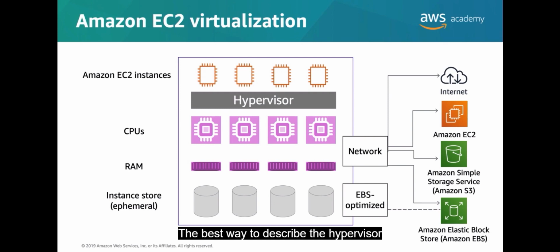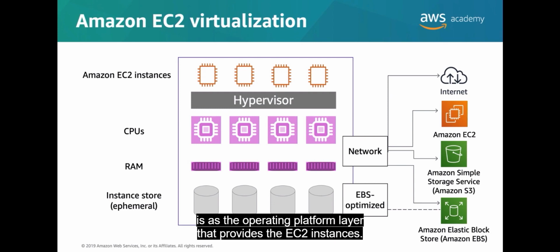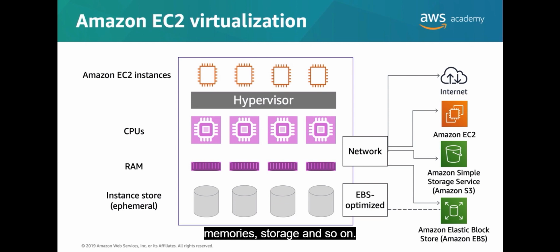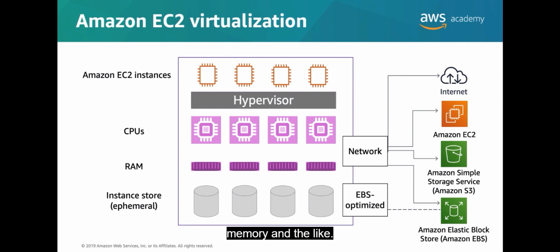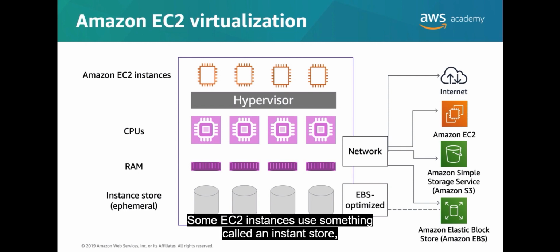The virtual machines themselves run on something called a hypervisor layer, which is maintained by AWS. The best way to describe the hypervisor is as the operating platform layer that provides the EC2 instances with access to the actual hardware they need to run, things like processors, memory, storage, and so on. Each EC2 instance will get a particular number of virtual CPUs, memory, and the like.